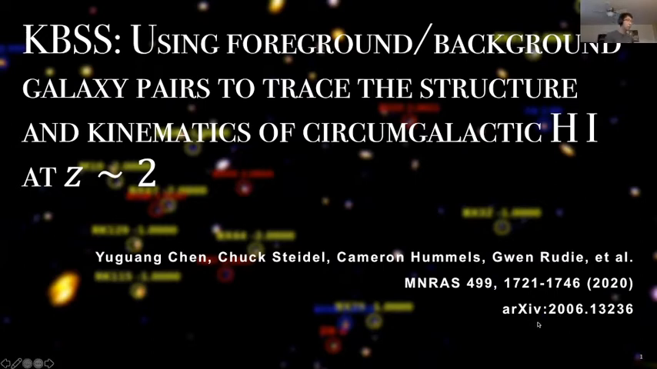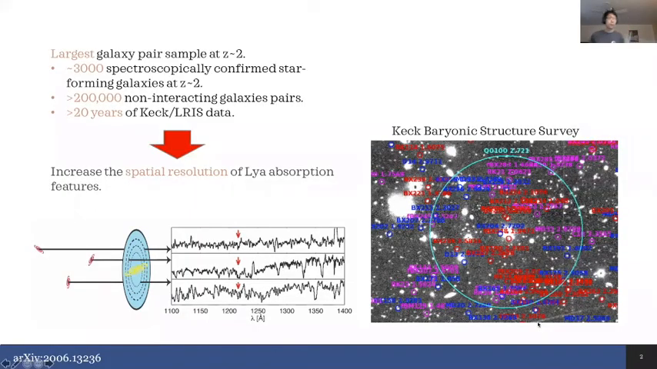Here's the arXiv link. So what we did in this paper is we constructed the largest galaxy pair sample at redshift 2. We used the Keck Baryonic Structure Survey, 20 years of data, where this survey contains about 3,000 spectroscopically confirmed star-forming galaxies around redshift 2. By matching these galaxies into non-interacting galaxy pairs, we were able to match over 200,000 galaxy pairs.